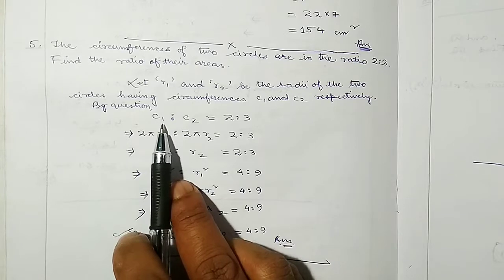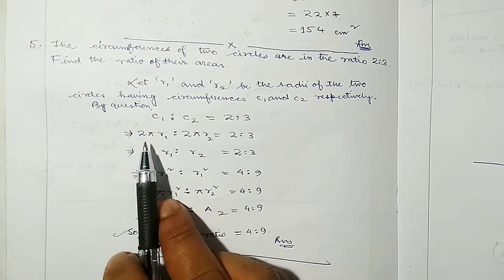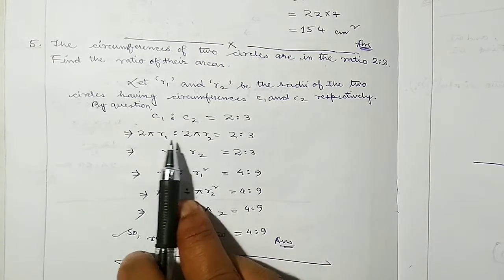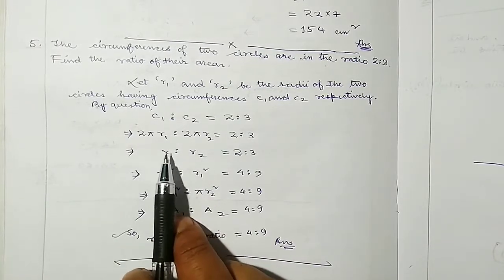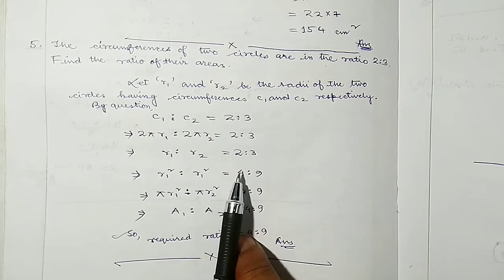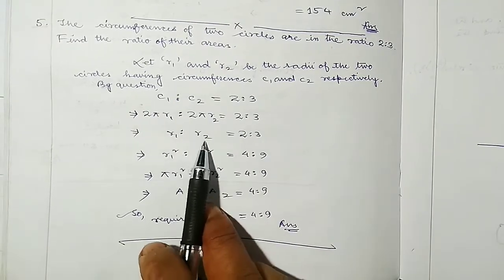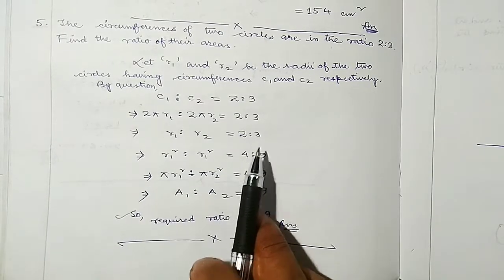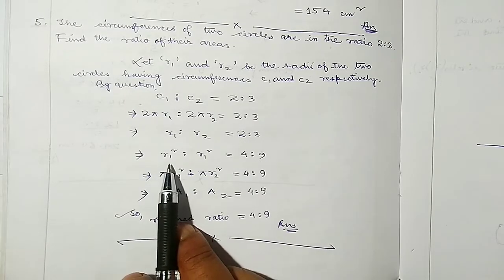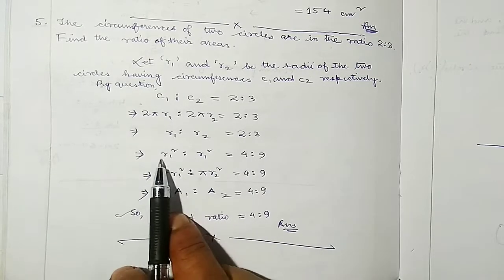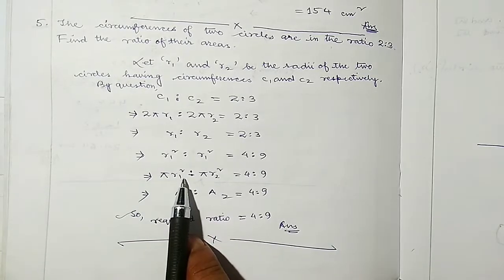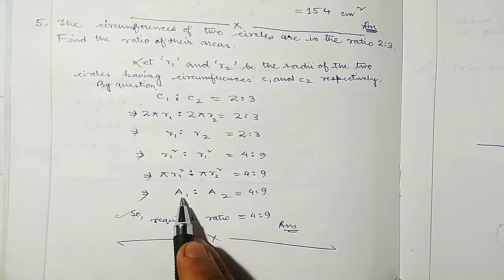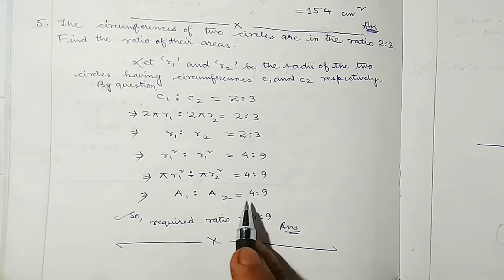We know the formula of circumference is 2 pi r. So here it will be 2 pi r1 is to 2 pi r2 is 2:3. Since 2 pi is common, it can be cancelled. We got r1 is to r2 is 2:3. Now, if I square, r1 square is to r2 square, I have to square this side also. 2 square is 4, 3 square is 9. Since area of a circle is pi r square, both we are multiplying by pi. So we got pi r1 square is to pi r2 square. It will be 4:9. That means area of the first circle is to area of the second circle is 4:9.